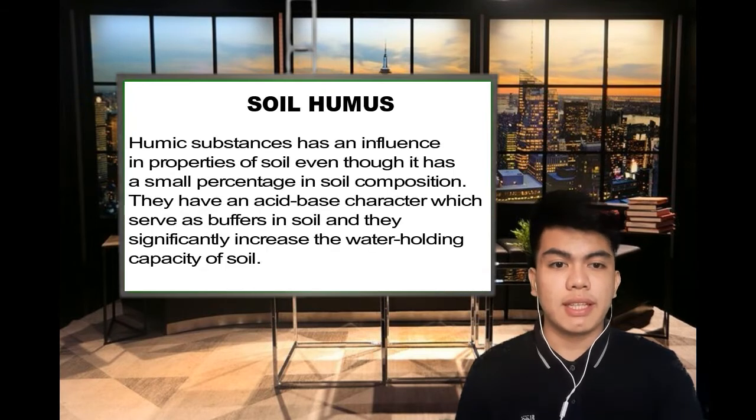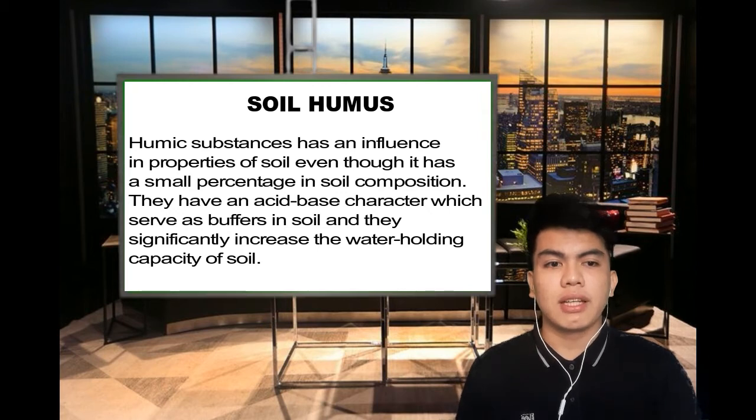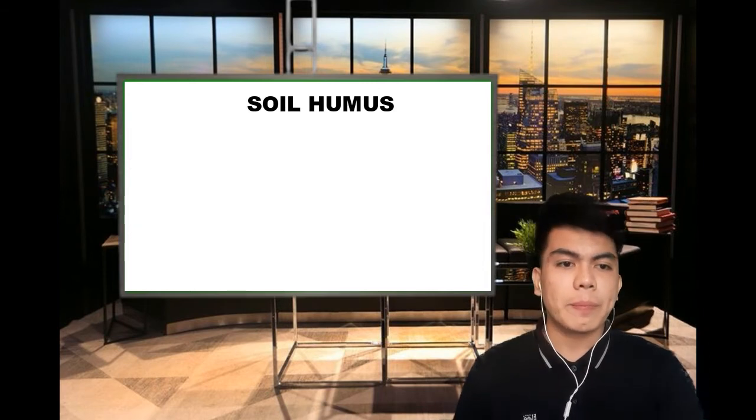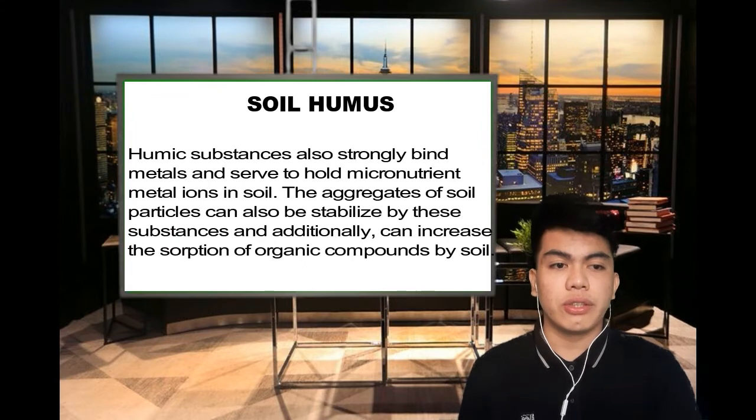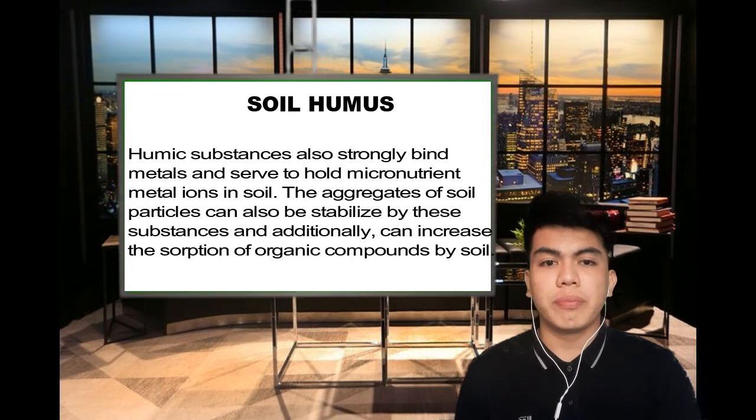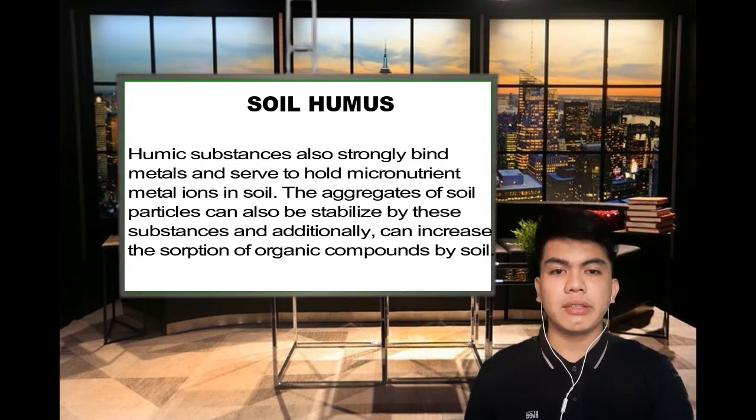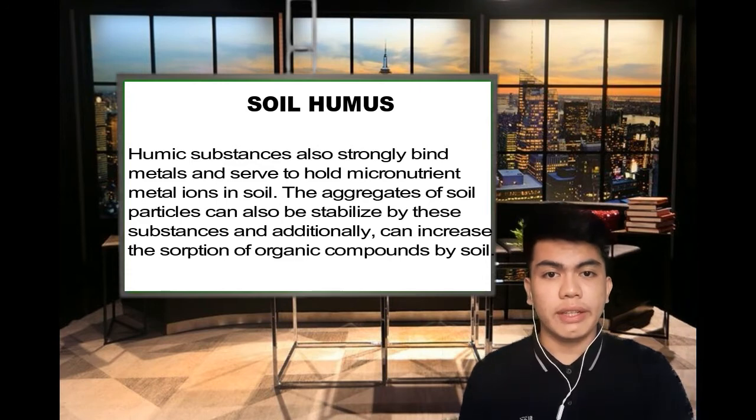So humic substances have an influence on properties of soil even though they have a small percentage in soil composition. They have an acid-base character which serves as buffers in soil, and they significantly increase the water holding capacity of soil. Humic substances also strongly bind metals and serve to hold micronutrient metal ions in soil. And the aggregates of soil particles can also be stabilized by these substances and additionally can increase the sorption capacity of compounds by soil. So to clearly understand soil humus, let's watch this video.